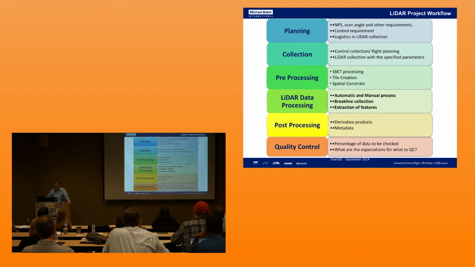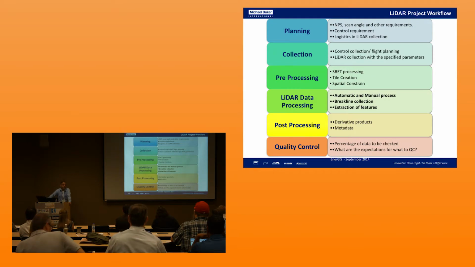So this is the LiDAR project workflow. What you are seeing on the left-hand side is the phase of the project lifecycle, and what you are seeing on the right-hand side is the various activities that go under each phase. You start from the planning phase, where you plan for the aerial mission in terms of the pulse spacing, what sort of point density you have to get, what is the vertical accuracy you have to achieve, and what is the contour interval you have to get. And then, once these parameters are set, you get into the collection mode.